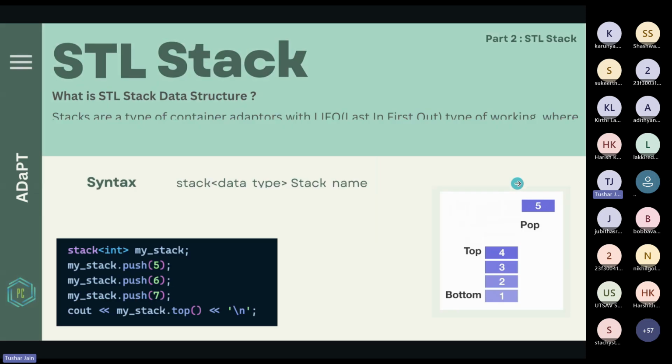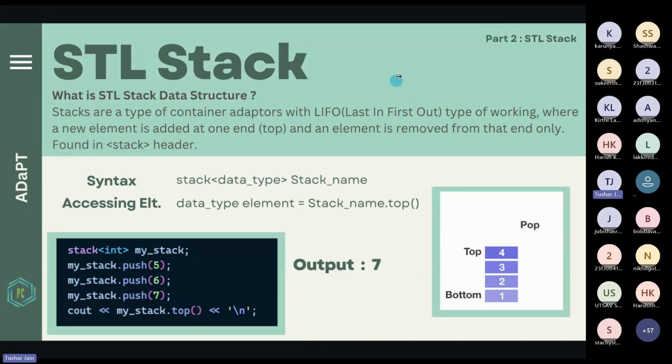So moving on. The next type of data structure that we have is the stack. A stack is a type of data structure which follows last in, first out working. It is found inside the stack header. Like pair was found inside the utility header, stack has its own header and it is called stack.